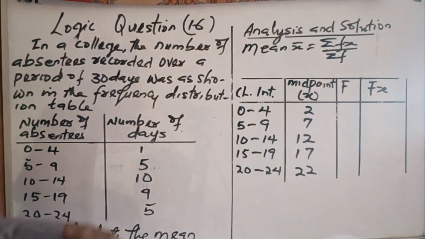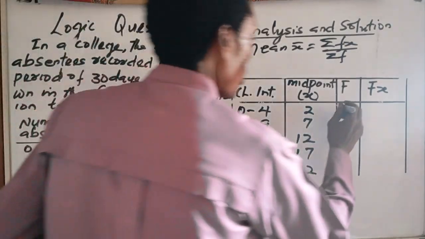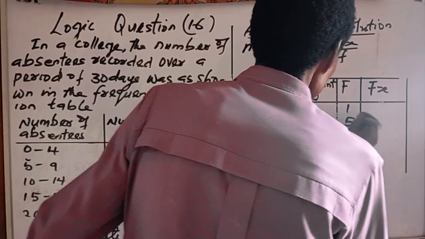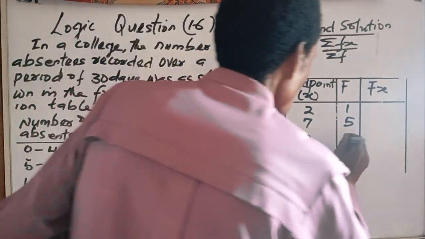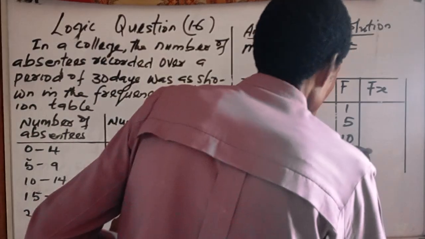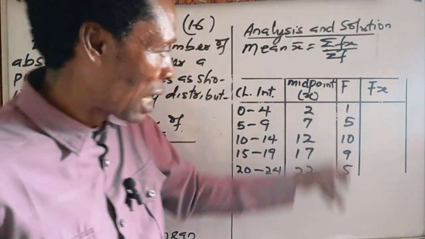So let's see their frequency. That is the number of times that all these values occur. The first one is 1. Then the second one is 5. Then the third one is 10. Then the fourth is 9 and 5. So these are the frequencies.